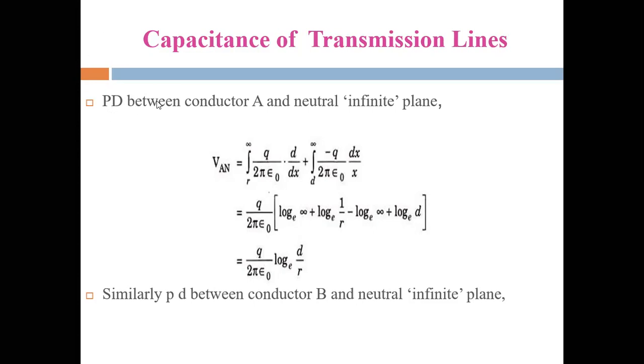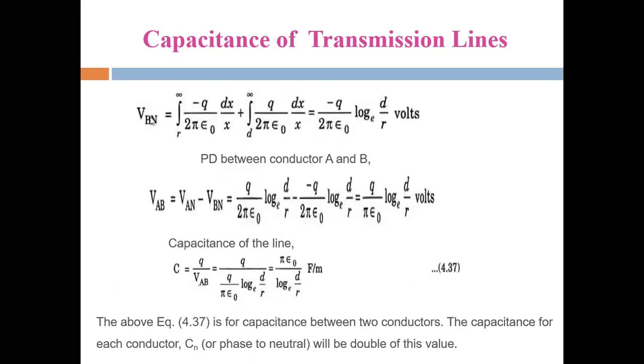This is the potential difference between conductor A and the neutral point. VAN is equal to q by 2 pi epsilon naught log e d by r. Similarly, the potential difference between conductor B and the neutral point, VBN, we calculate in the same way.